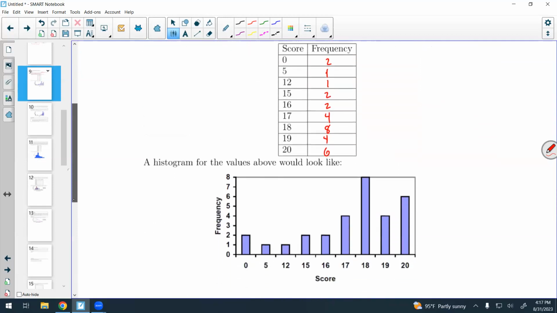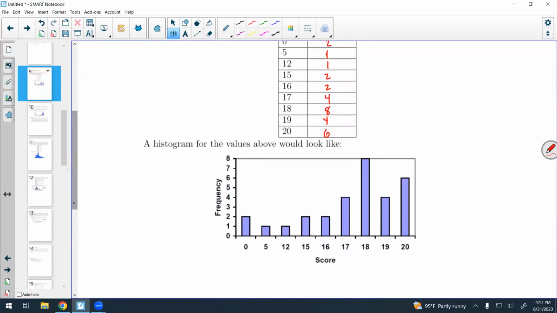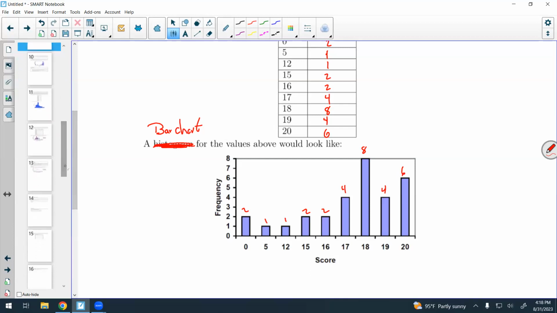And we can create a bar chart using this, like this. If somebody made a typo. This is a bar chart. Not a histogram. That's coming up next. Any questions on how we did this? So this is 2, 1, 1, 2, 2, 4, 8, 4, 6. To clarify. Don't have to do that, but it's helpful. Everybody good on bar charts with qualitative data or quantitative data?